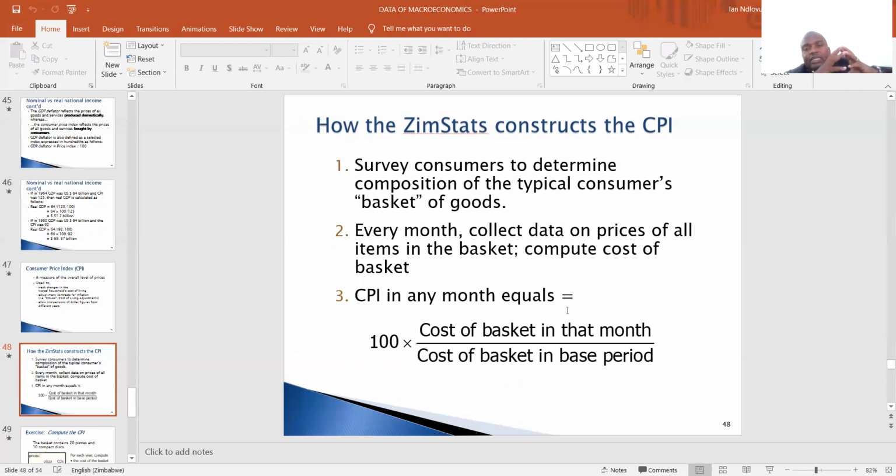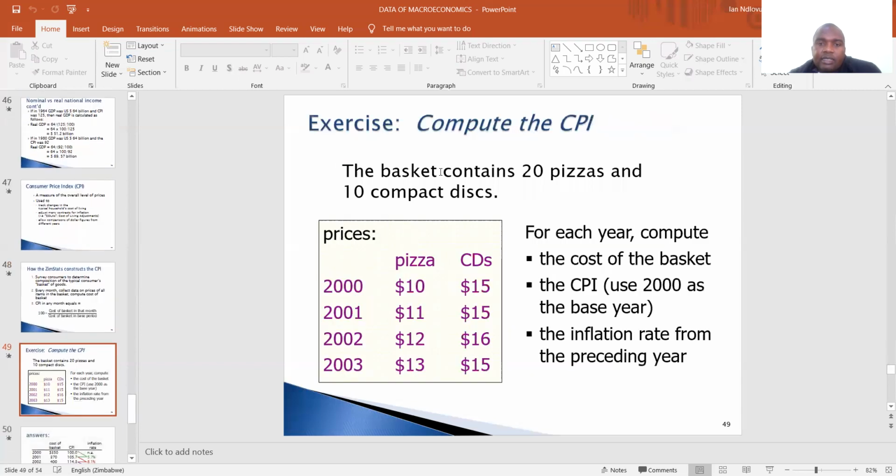The base period is a year or a month which is chosen for its stability or chosen for its importance for many economic reasons as a reference point, for instance, in the compilation of national income statistics. We have got an example of the basket which contains 20 pizzas and 10 compact discs. We know this is unrealistic, but we just give you an example to simplify our analysis.